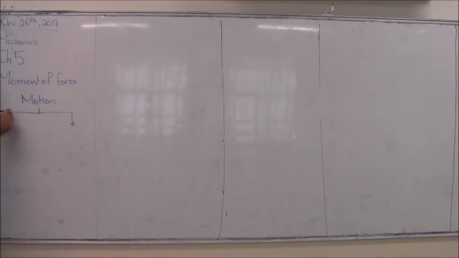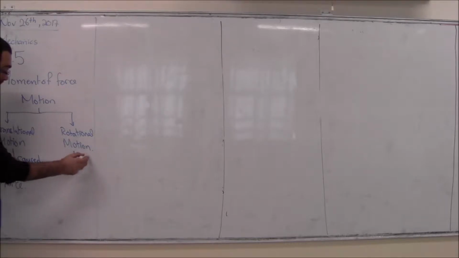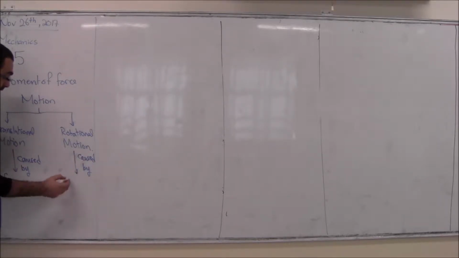Motion can be classified into two parts, mainly two parts: translation motion, that we discussed before, right? And rotation motion. If I want to cause translation motion, it is caused by applying what? Force. Rotation motion is caused by moment of force.